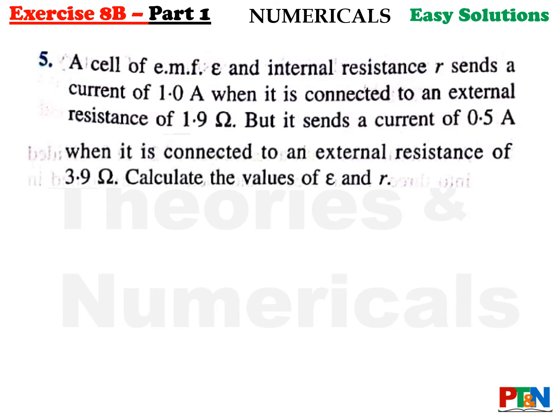Next one. A cell of EMF E, internal resistance small r, sends current of 1 ampere when it is connected to an external resistance of 1.9 ohm. But it sends a current of 0.5 ampere when it is connected to an external resistance of 3.9 ohm. Calculate the value of E and r.